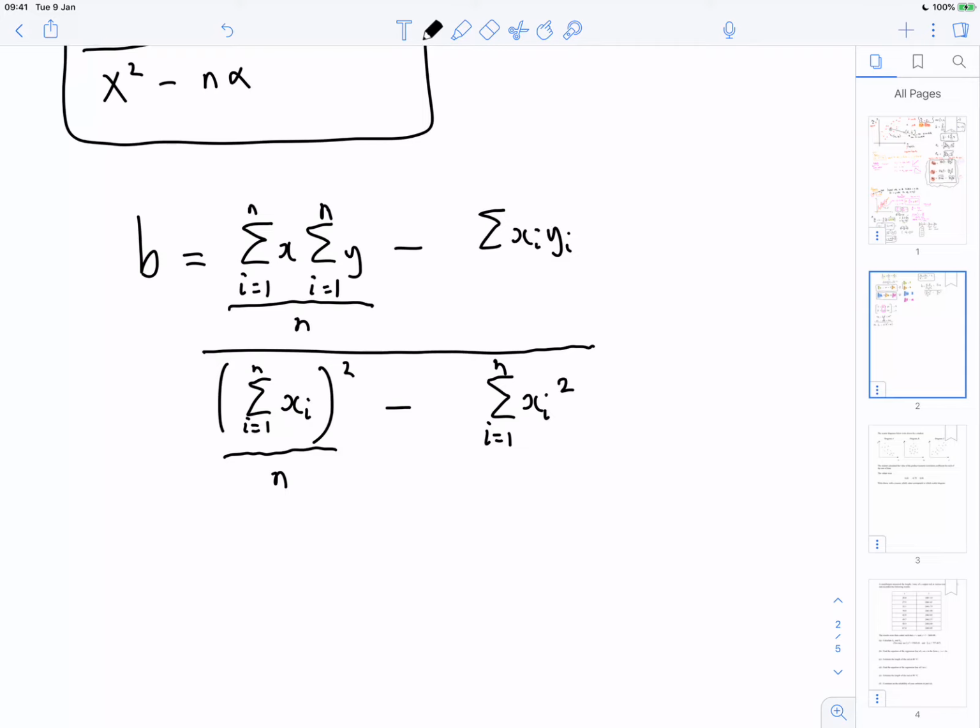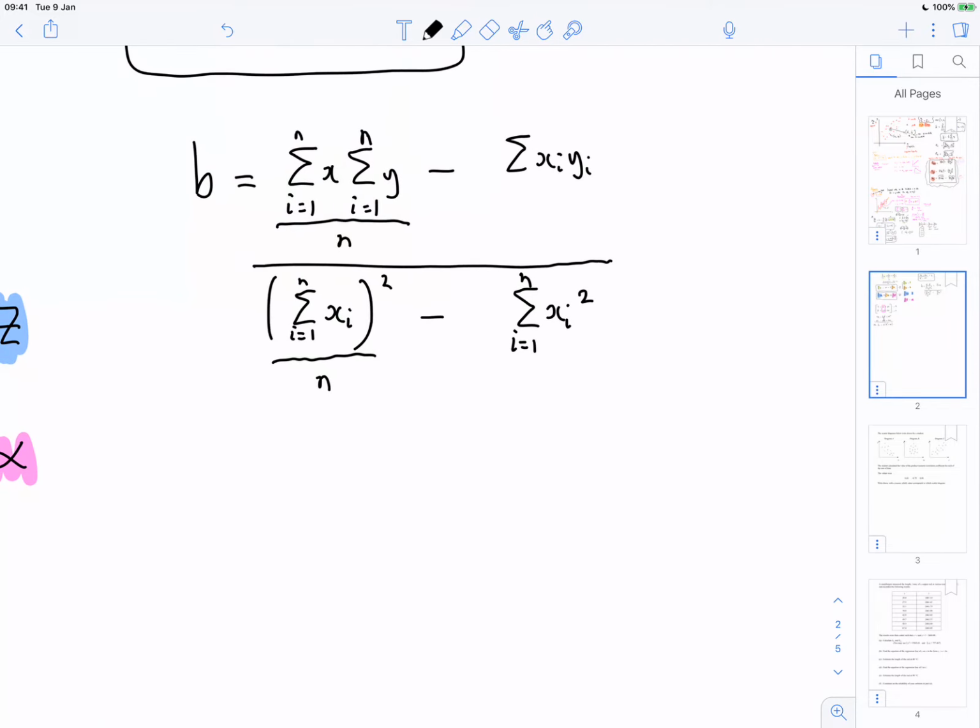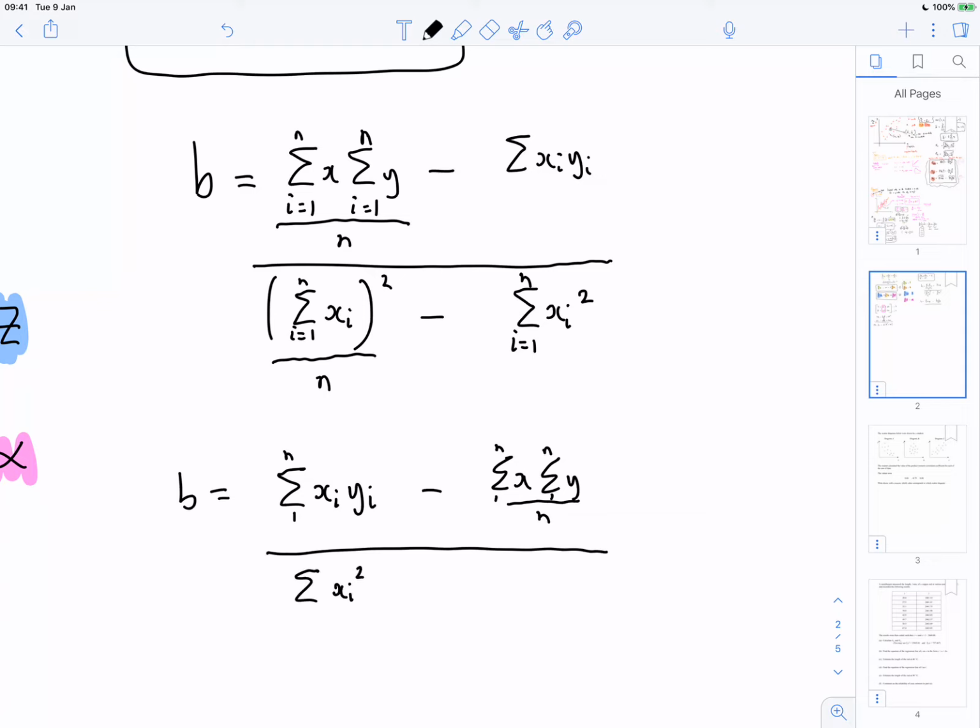Next thing I'm going to do is multiply everything top and bottom by minus 1 to get B equals the sum of xi yi minus the sum of x, the sum of y over n. And this is between 1 and n, 1 and n, 1 and n. And this is all over the sum of xi squared, all of it squared, over n minus, oh, I've multiplied it by minus 1, haven't I? This is going to be the sum of xi squared minus the sum of xi all squared over n, between 1 to n, 1 to n, and so on.